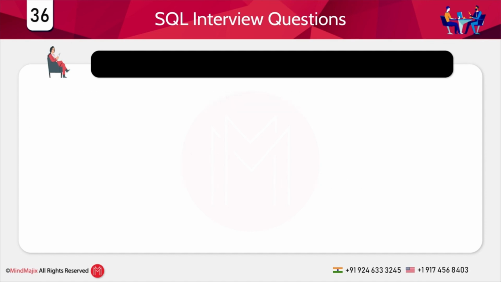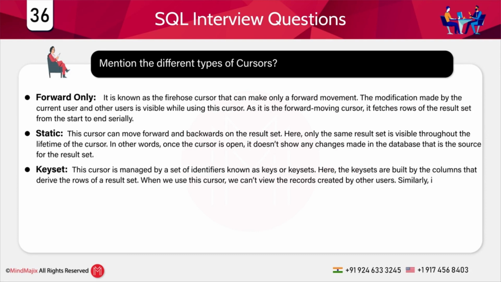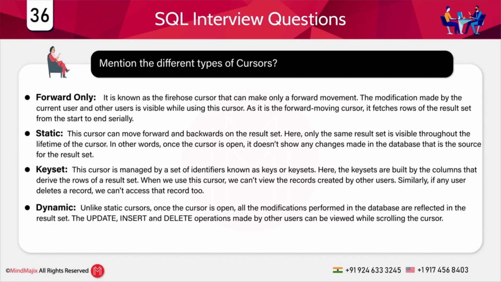The next question over here basically is an extension to the previous question. This question says, mention the different types of cursors. Basically, there are 4 types of cursors, as you can see on the screen: forward only, static, key set, and dynamic. If you talk about the forward only cursor, it is known as the fire hose cursor that can make only a forward movement. The modifications made by the current user and the other users are visible while using this cursor. As it is a forward moving cursor, it fetches the rows of the result set from the start to end serially.